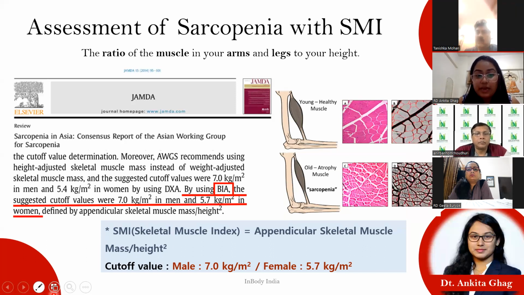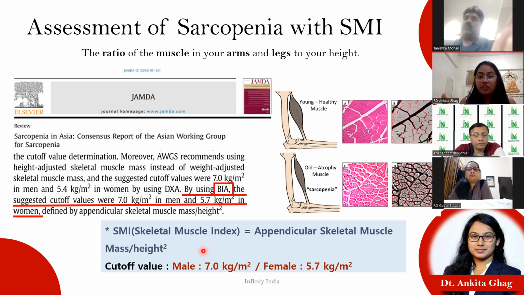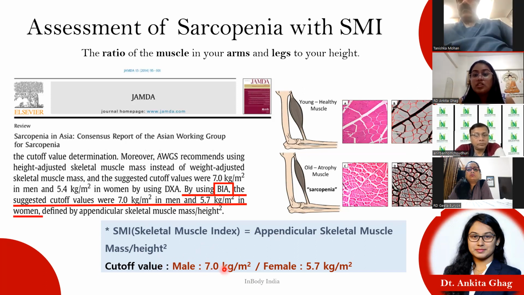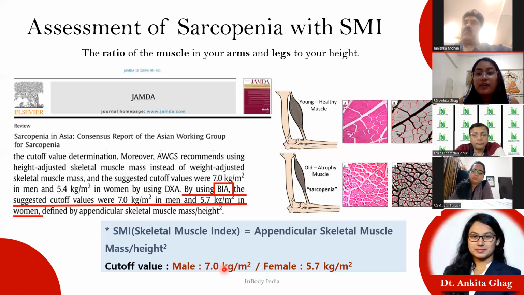With the help of BIA, we have the skeletal muscle index. So we need to divide appendicular lean mass by height in meter square. That is your right arm plus left arm, right leg plus left leg, and height in meter square. For males, it should be 7 kg per meter square, and for females, 5.7 kg per meter square, as for the Asian population.